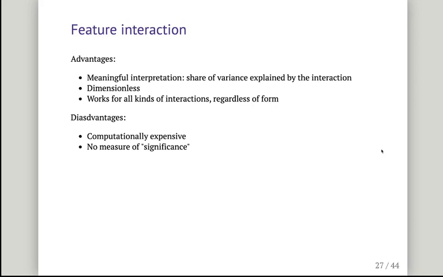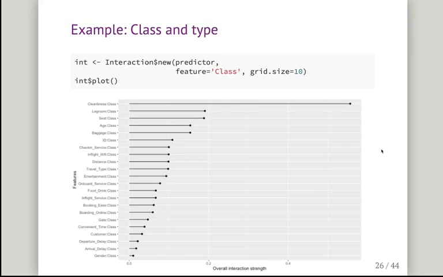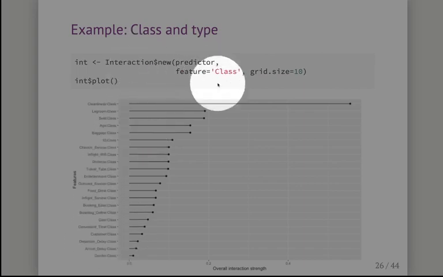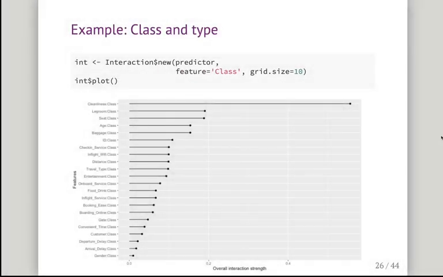Disadvantages here: they're computationally expensive, so this does take a little while to generate such a plot. And then finally, there's no measure of significance. So is this a large H statistic? Certainly, relatively speaking to the rest of them, yes. Overall, there's no real understanding or measure of the distribution of this thing.